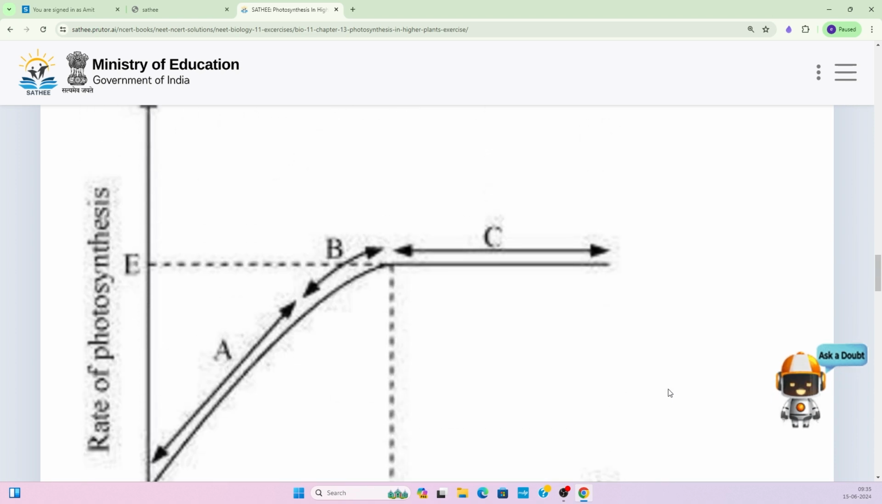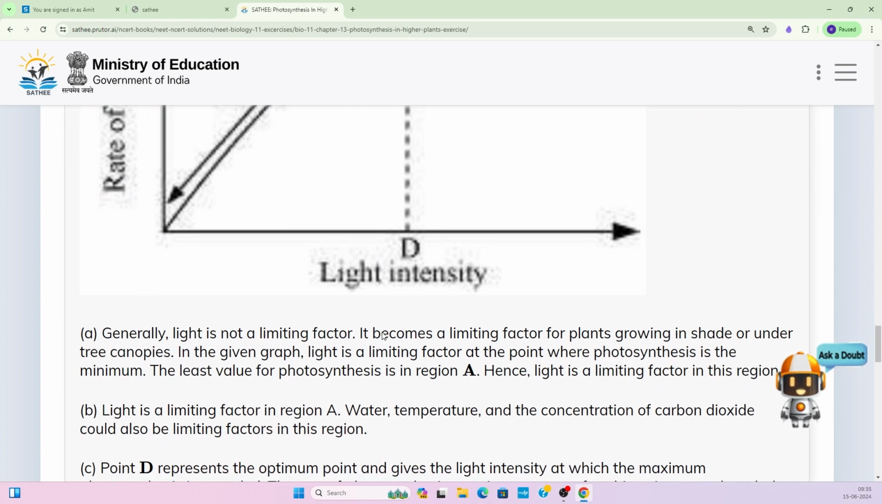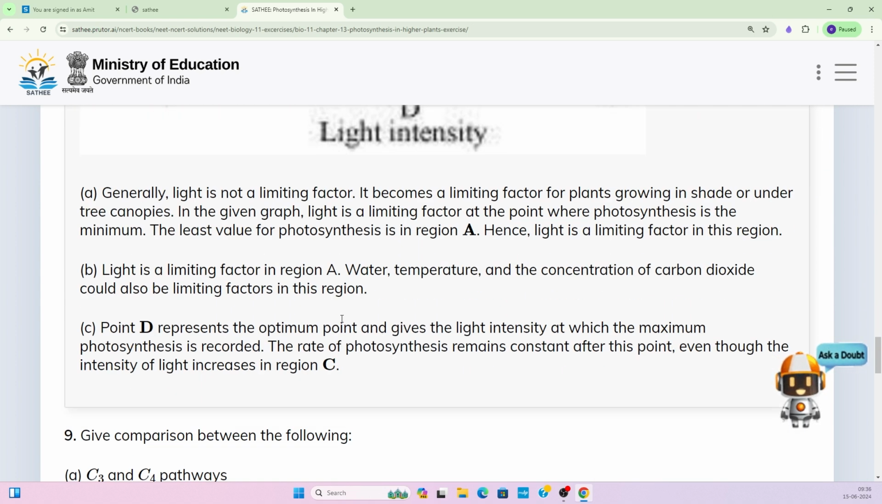The next question was, what could be the limiting factors in region A? So again, the answer is given here. Light is a limiting factor in region A. Water, temperature, and the concentration of carbon dioxide could also be limiting factors. The rate of photosynthesis is also dependent upon the concentration of carbon dioxide, the temperature, and the water availability, right? So that is also a limiting factor.